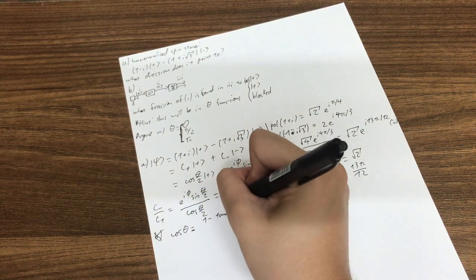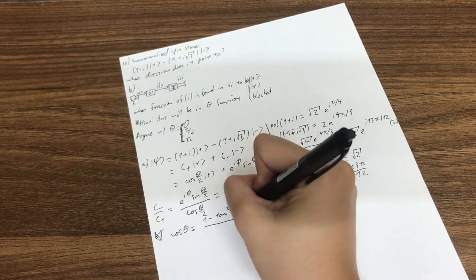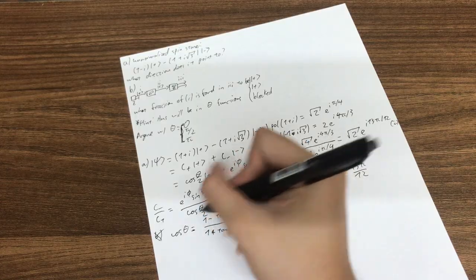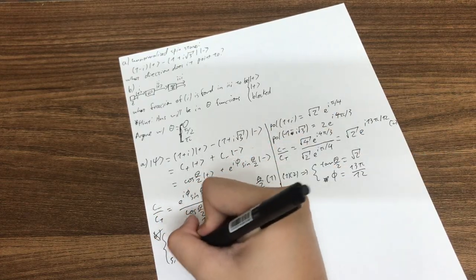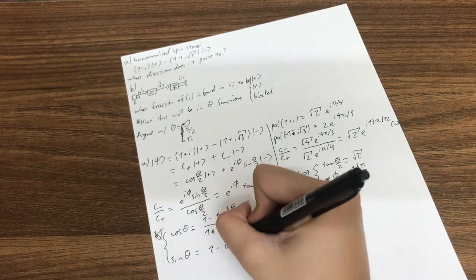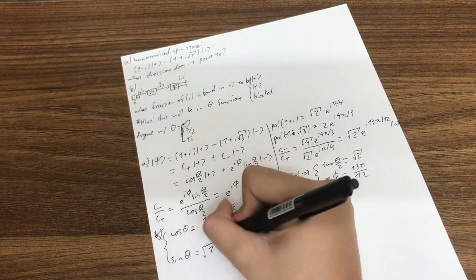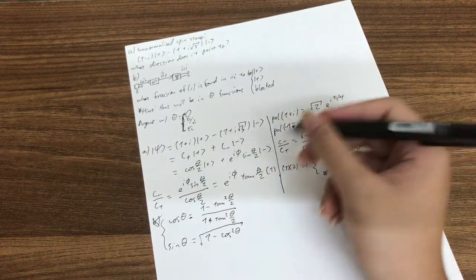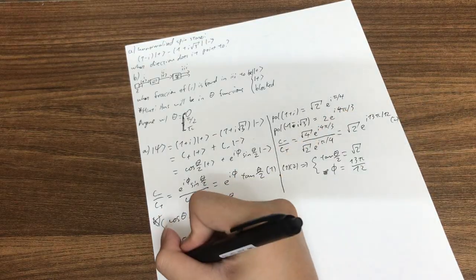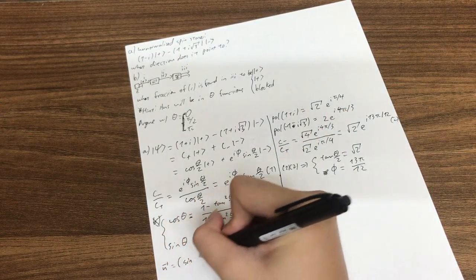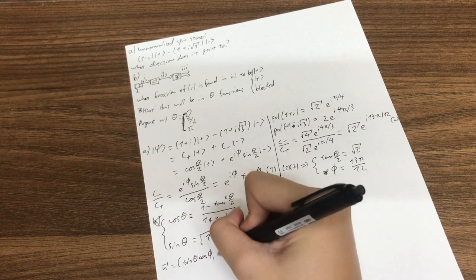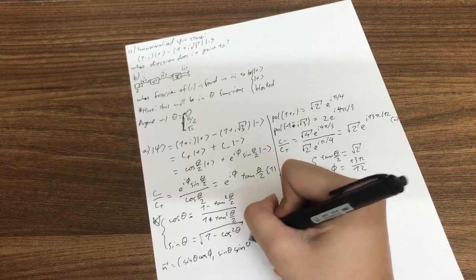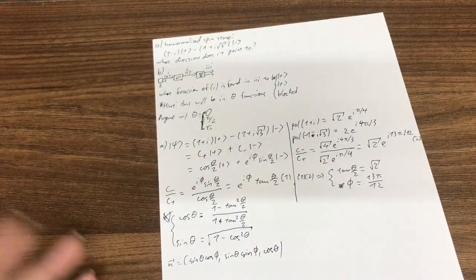1 minus tangent squared theta over 2, 1 plus tangent squared theta over 2. Next is sine. Sine is just 1 minus cosine squared theta. You can calculate these, and the direction is going to be n: sine, cosine, sine, and cosine. Cosine. This would be your direction.